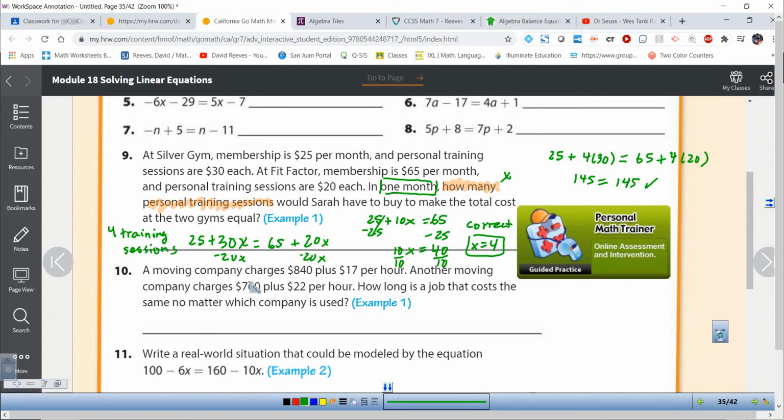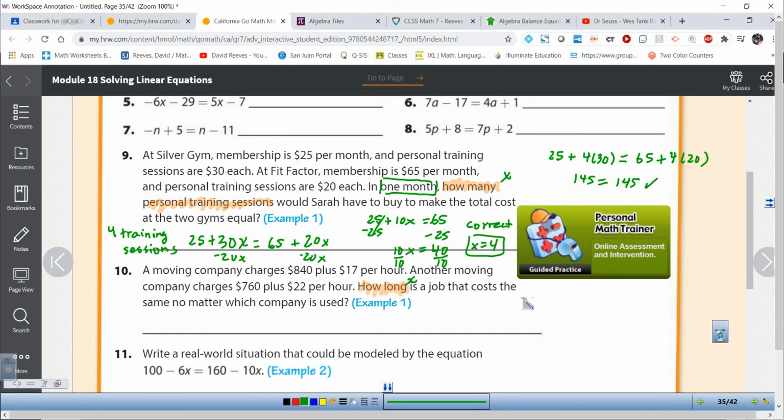All righty. A moving company charges $840 plus $17 per hour. Another moving company charges $760 plus $22 per hour. How long is a job that costs the same no matter which company is used? All right, so once again, how long? That's our variable. That's our time, right? Okay, so per hour, that's going to be our variable.